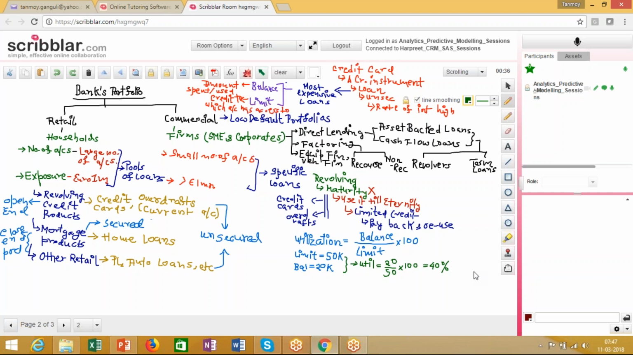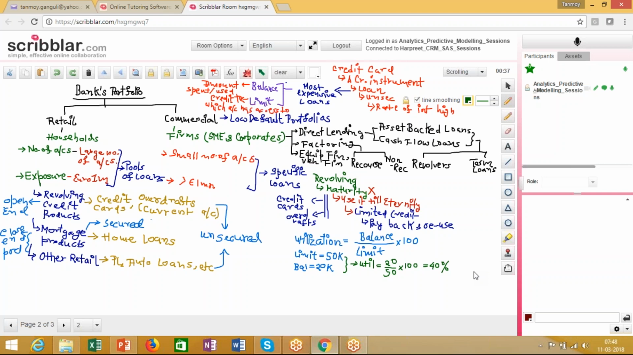Now, this is basically what the idea is. So using balance and limit, we can define utilization, and utilization will give me an idea about what exactly is the overall usage, or what is the usage tendency of this particular person on the card, right? So this is the basic idea when we talk about utilization. Utilization is used to capture the usage that a person has on the card.